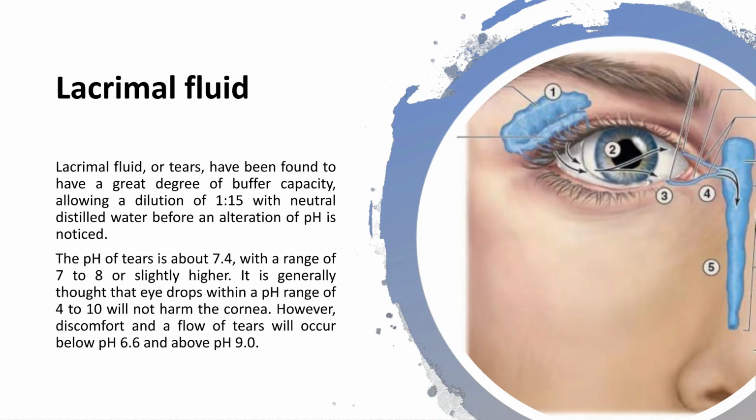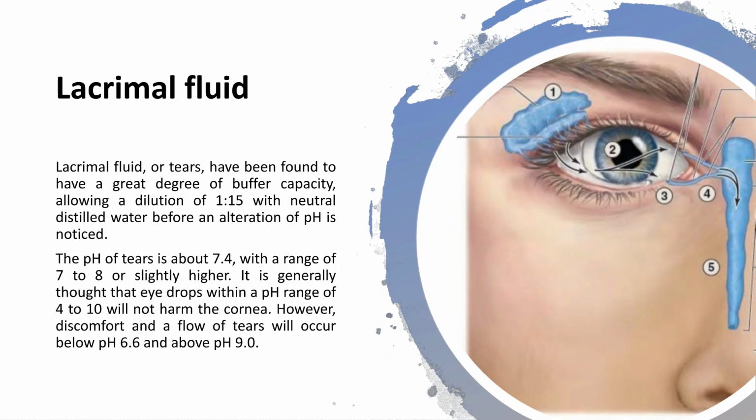They have been found to have a great degree of buffer capacity, in that even a dilution of 1:15 with neutral distilled water is needed before an alteration of pH is noticed. So you can see it is a great help in maintaining the pH of the lacrimal fluid. The pH of the lacrimal fluid is again the same as that of blood, so it is 7.4 with a range of 7 to 8 or slightly higher.